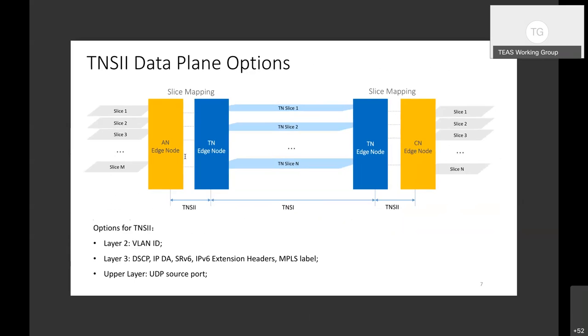Here we try to list all the TNSII options for the data plane. It is used in the packet between a mobile network and the transport network, so the encapsulation should be visible to the transport network. In layer two, maybe we can use VLAN ID. In layer three, we can use DSCP, IP destination address, SRv6, or even IPv6 extension headers or MPLS label. In the upper layer, maybe we also consider UDP source port, which is mentioned in other relevant documents. Actually, here we just list all the possible options for TNSII, but there is no preference for these options, and we just try to list all of them and give some technical considerations for each option. And next slide.